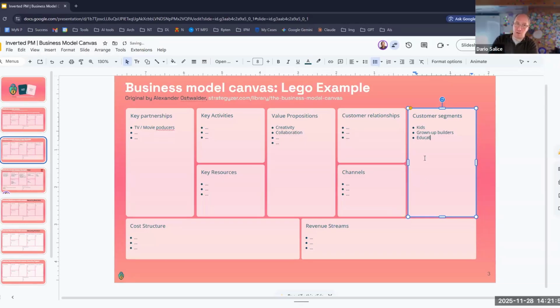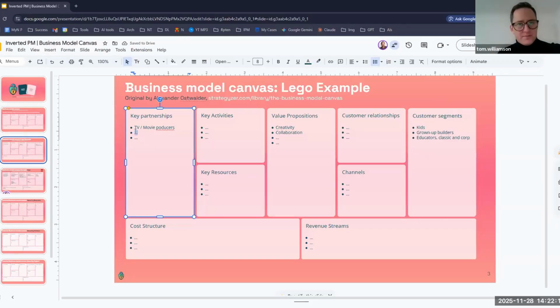Let's talk more about customer segments, kids and grown-ups. Any more sub-segments? I think in general, educators. Educators of all types, traditional schools, but also some of the best team building exercises I've been at involved Lego. So both in key partnerships and customer segments, but probably more important in partnerships, YouTubers. Yeah, there's a very significant Lego YouTuber community. I sometimes watch the guy that has this insane city in some garage somewhere.